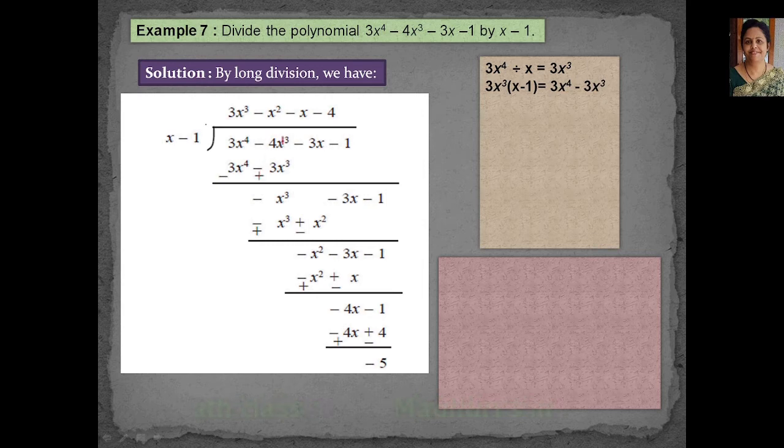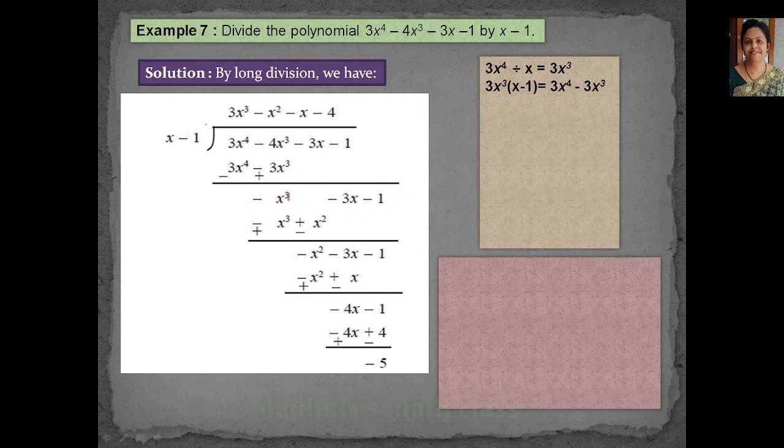So minus 4x cubed plus 3x cube: different signs, so the difference is 1x cube, and 4 has the greater absolute value, so its sign is negative. So we will get negative 1x cube. Now minus 3x minus 1 is the remainder. So this we will consider as the new dividend.